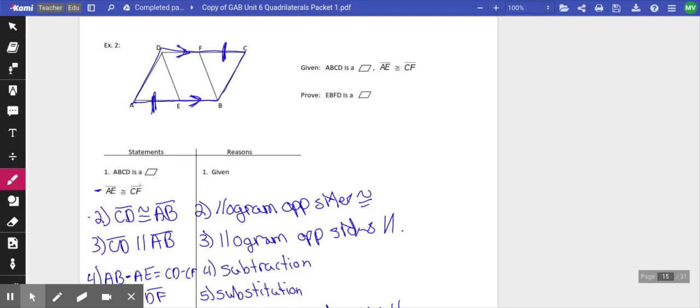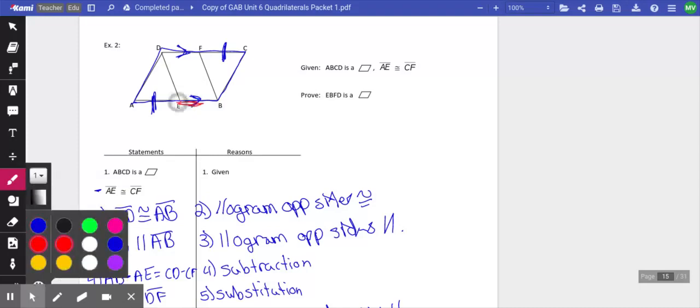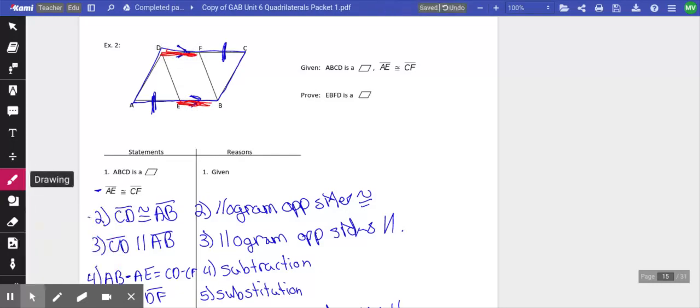So I started off by saying CD and AB are congruent, because in a parallelogram, opposite sides are congruent. I then said CD and AB are parallel because in a parallelogram, opposite sides are parallel. Now that piece of information was helpful because that does also tell me that EB and DF are parallel because parts of parallel lines are parallel. So I don't need to include that. I need to keep that in mind.